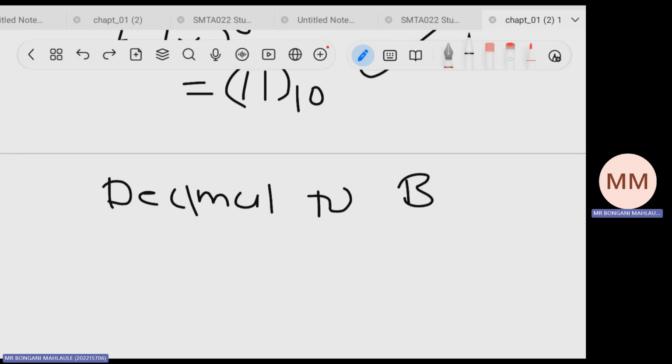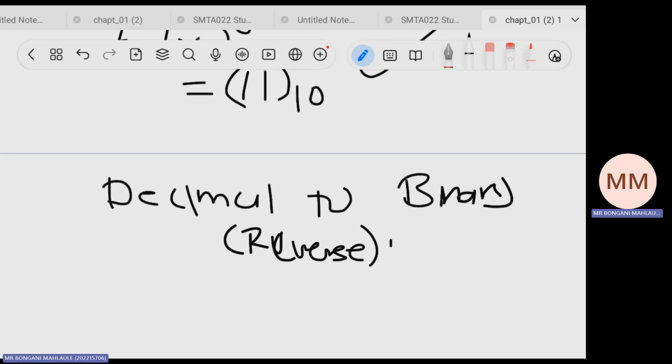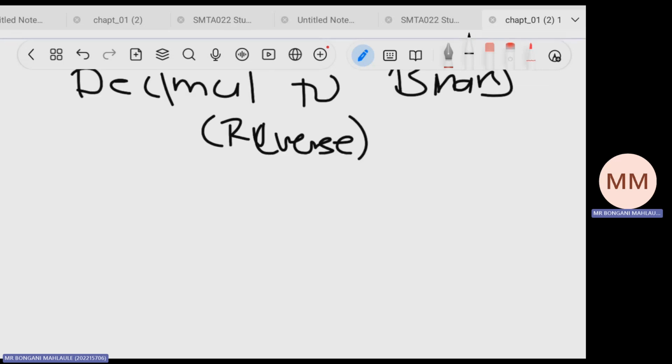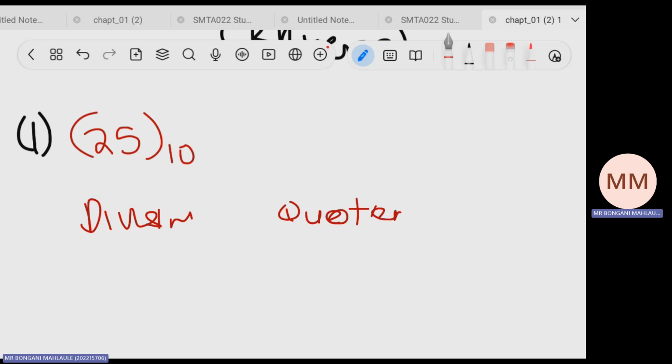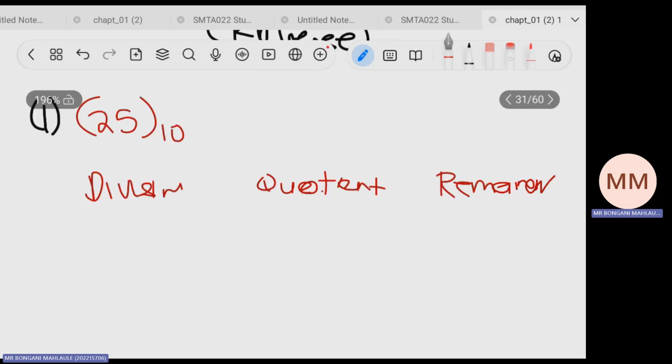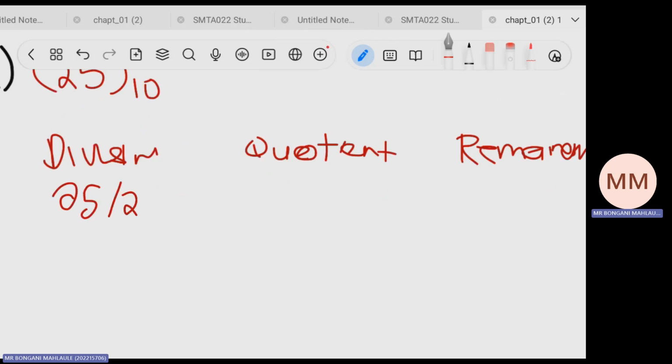So now I want us to convert from decimal to binary. This is the reverse. So we're going to take example 1, provided you have got this decimal, 25 base 10, as our decimal. So you're going to write division, quotient, remainder. So this will be 25 divided by 2, 12. The remainder will be 1.